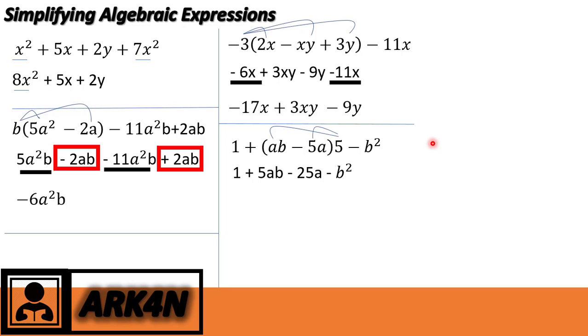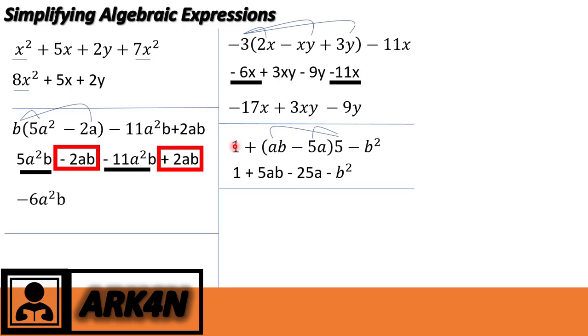That's great. Now, what are the like terms? Let me see. We don't have any like terms. That's interesting. Now we have b squared. We don't have any other b squared. We have a and we don't have any other a. Here we have it, but it's ab, so we cannot do it. It's the most simplified form of it.